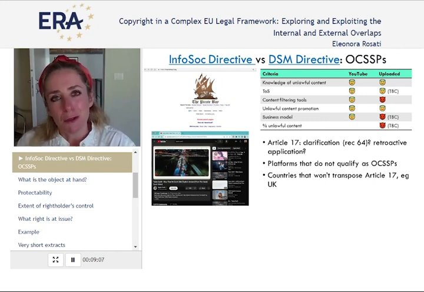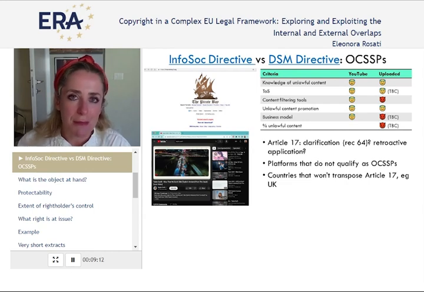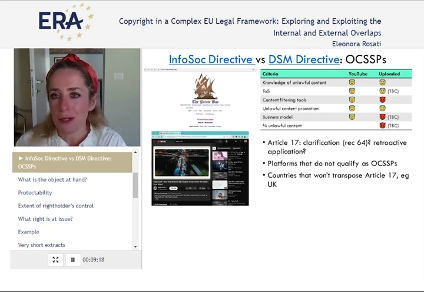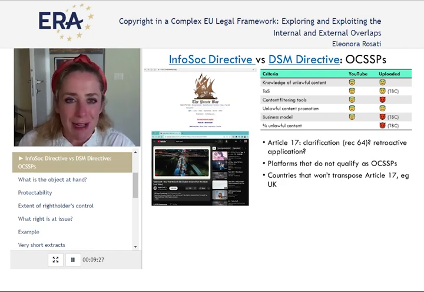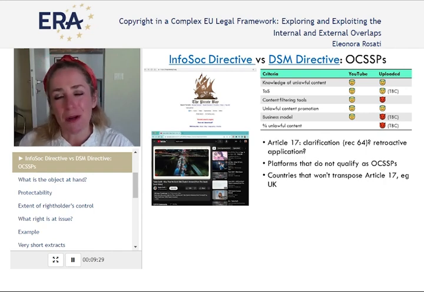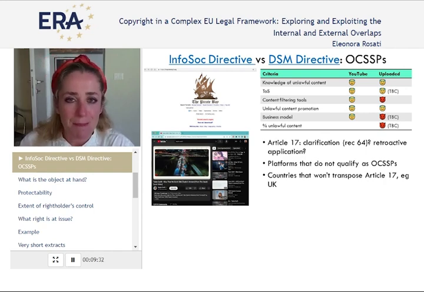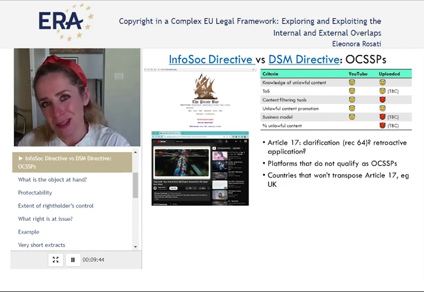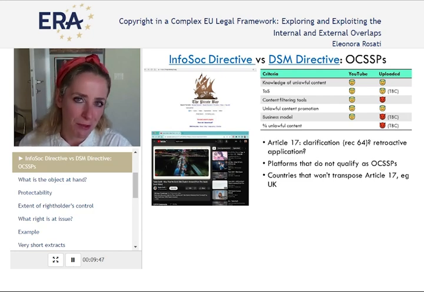First, for those platforms that are not online content sharing service providers, the relevant liability regime will remain that of the InfoSoc directive, and this might lead to results in which no liability or responsibility for user-uploaded content would subsist. Second point, which is of practical relevance to those platforms that instead qualify as online content sharing service providers, it appears from this judgment that first, Article 17 is not just a codification of the pre-existing regime, it is an evolution, okay, a consistent evolution, but not a simple codification.